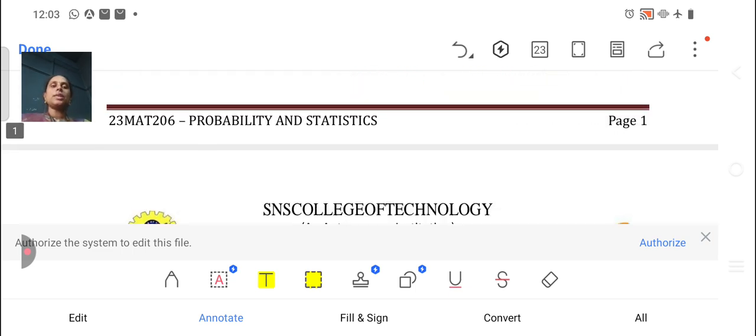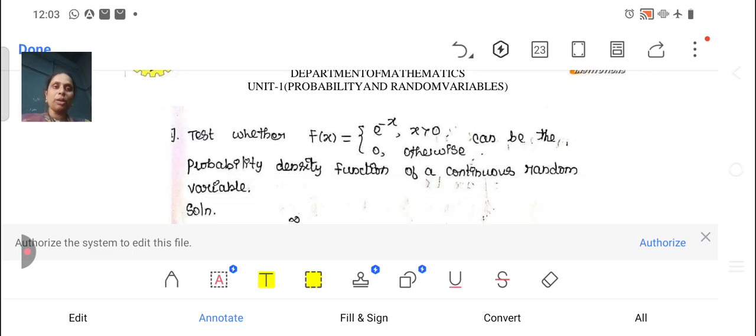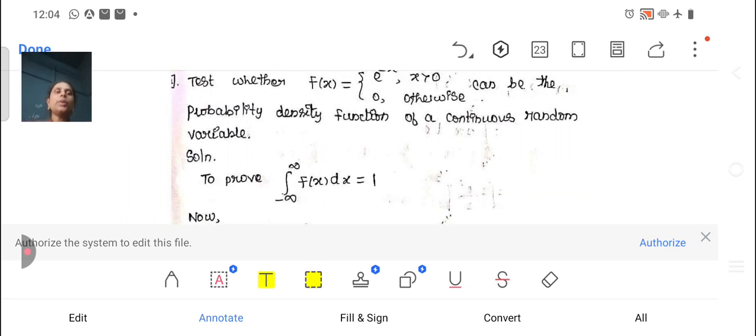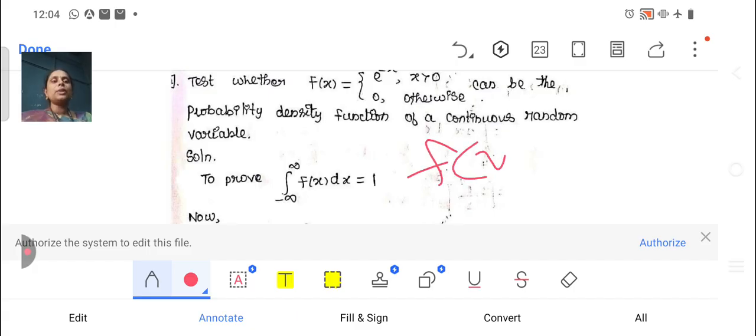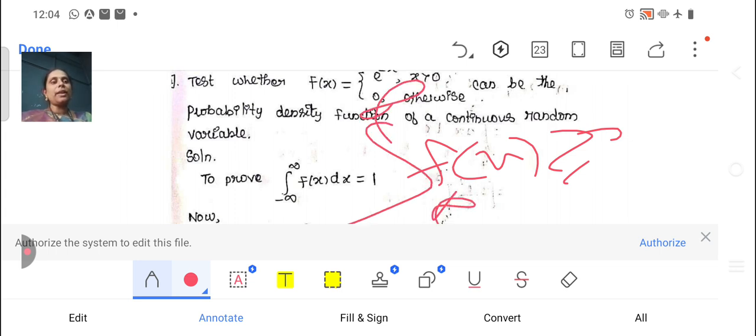Next we want to see another problem. In this problem, we have to test whether the given function is a probability density function or not. Here f of x is given as e power minus x for x greater than 0. Can it be a probability density function of a continuous random variable? Here we check two conditions. The first one is that f of x is greater than or equal to 0. The next one is that the integral from minus infinity to infinity of f of x dx is equal to 1.